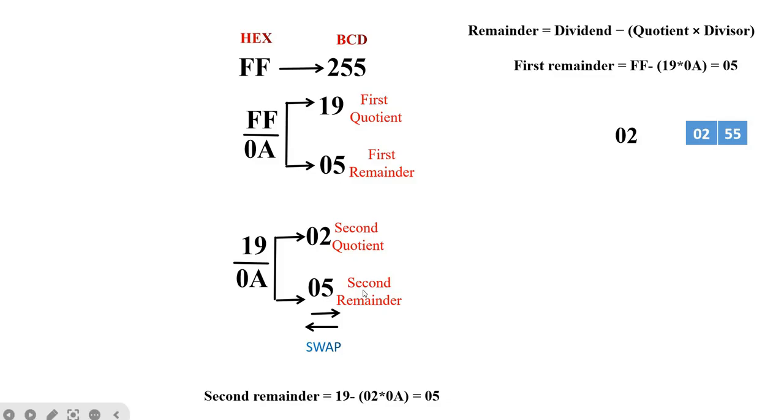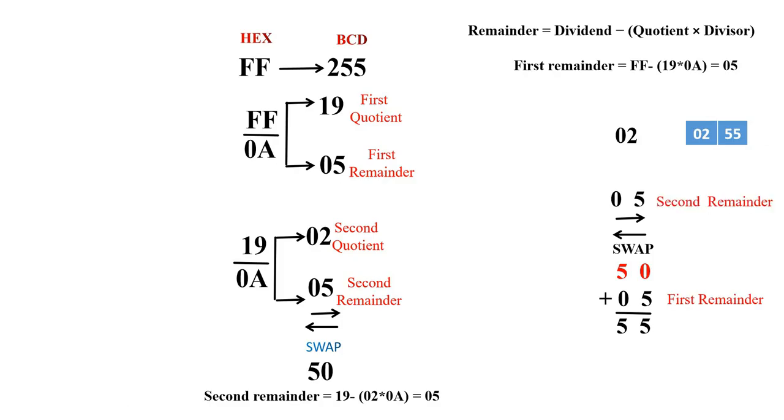We will swap 0, 5, that is the second remainder should be swapped, not the first remainder. When you swap this, you get 50. Now to this 50 you have to add the first remainder. Here we have taken the second remainder, we have swapped it, we got 50. To this we are adding the first remainder, we got 55. Now this 55 has to be stored into another memory location.